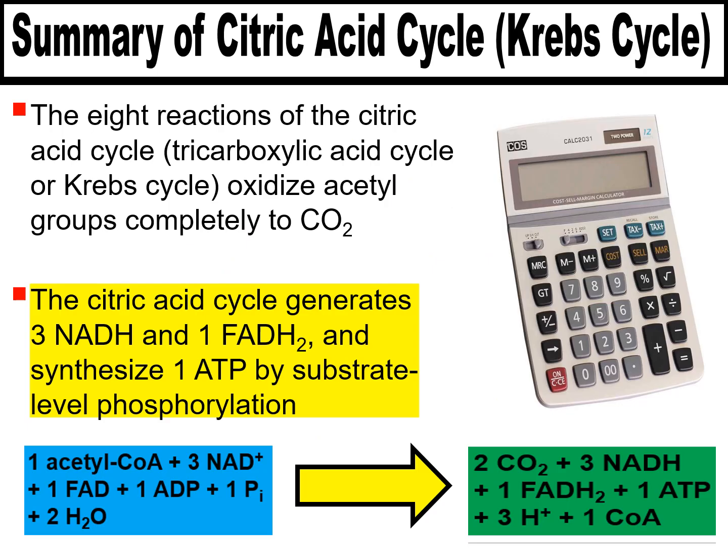Use the current slide to understand the reactants and products connected to the 8 steps of the citric acid cycle. The reactants are all shown in the blue box, and the products of the citric acid cycle are shown in the green box. Remember, since 2 pyruvate molecules are produced, you must double all of the numbers in the green box, so at the end of the citric acid cycle, you have 4 carbon dioxide molecules, 6 NADH molecules, 2 FADH2 molecules, 2 ATP molecules, 6 protons, and 2 acetyl-CoA molecules.